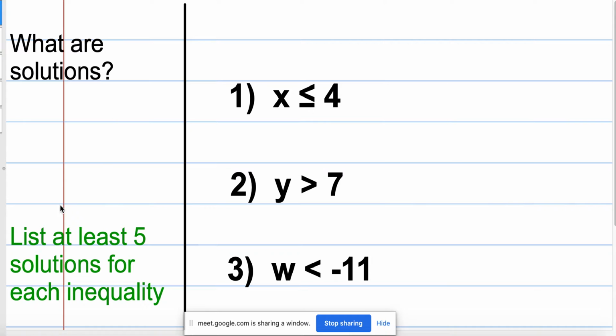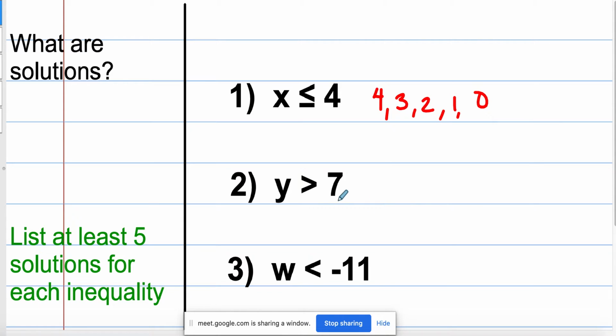So what are solutions? List at least 5 solutions for each inequality. I'll do the first one. It says x is less than or equal to 4. So 4 could be a solution. 3, 2, 1, 0 could all be solutions. You do the next two.